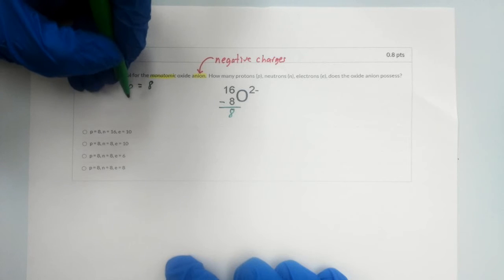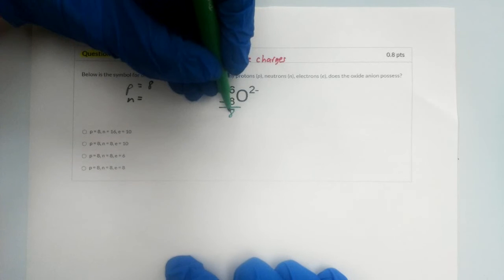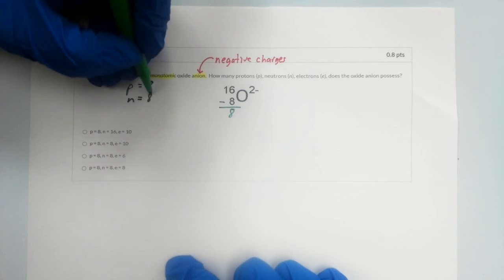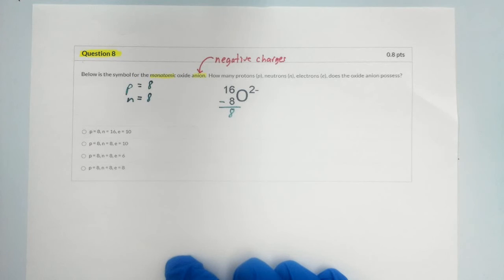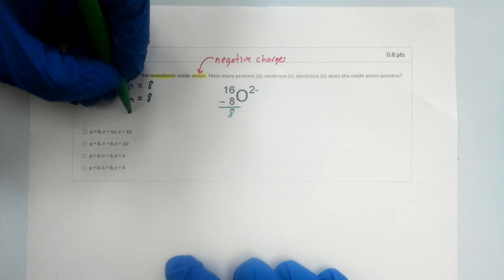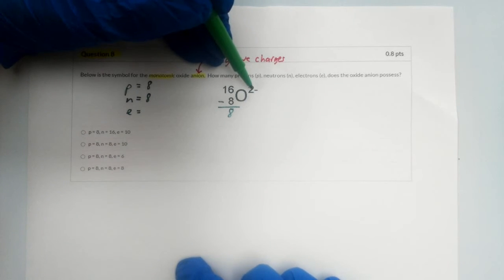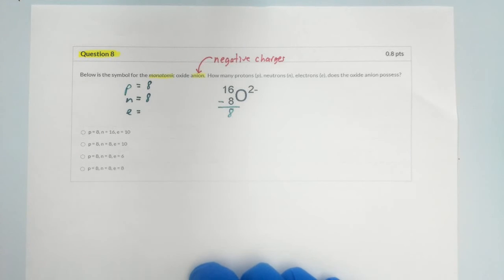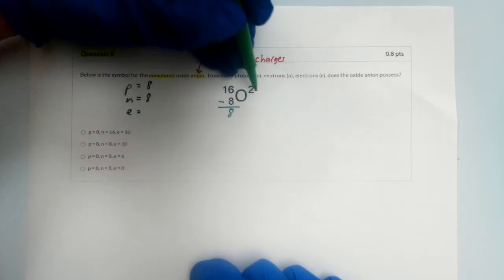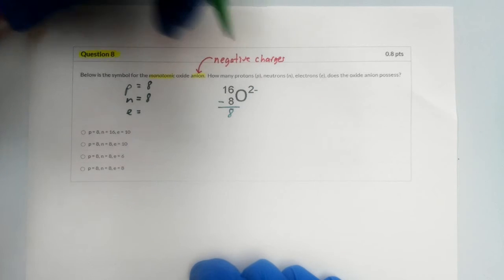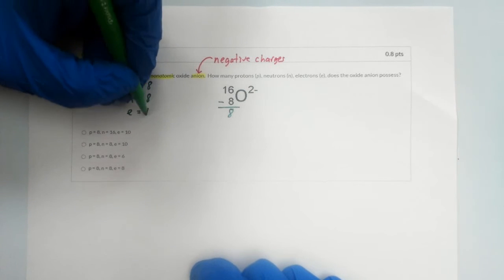How about the number of neutrons? The number of neutrons we just calculated as being 8. Got a lot of 8s going on here. So this was the oxide 16 anion. But the number of electrons is a little bit different. Now how do we do that? Well, the answer is certainly not 2. But what is it? To be a neutral atom, you have to have the same number of electrons as you do protons. However, we have 2 extra electrons here. So our answer is going to be 10.